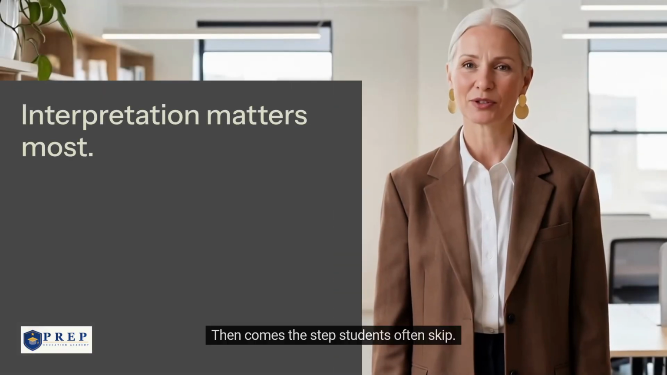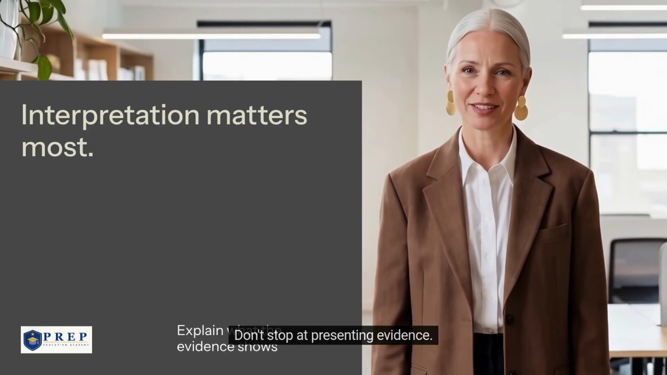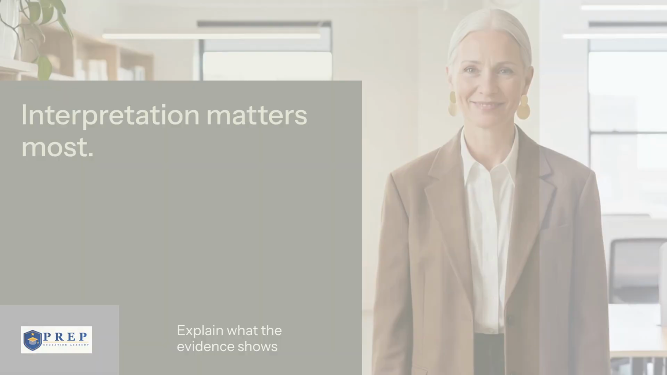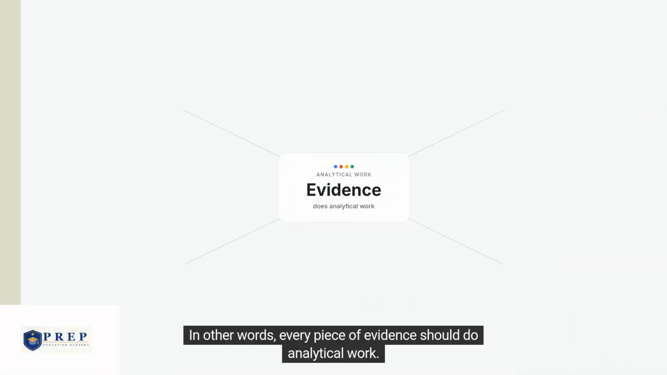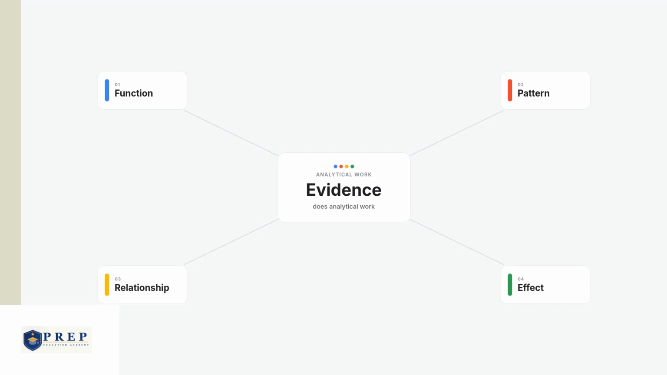Then comes the step students often skip: interpretation. Don't stop at presenting evidence. Explain what that evidence shows and why that part matters. In other words, every piece of evidence should do analytical work. It should reveal a function, a pattern, a relationship, or an effect.